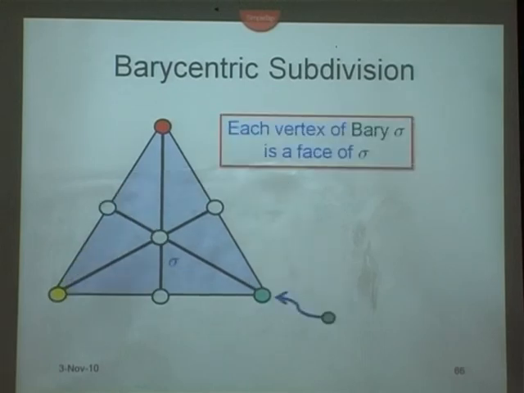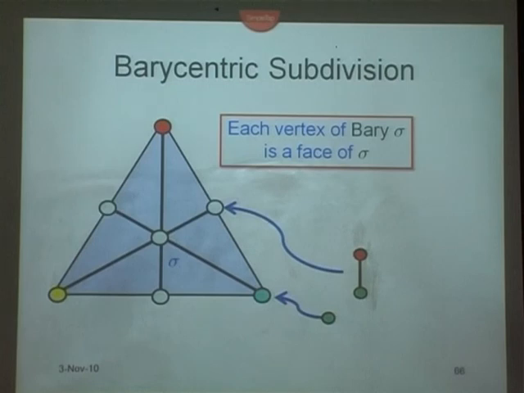Combinatorially, what we'll say is that each vertex of the barycentric subdivision corresponds to a face of the original simplex. Particularly, this vertex here corresponds to itself. A face, remember, is just a simplex of lower dimension. So each of these corners corresponds to itself. This new vertex here corresponds to this edge.